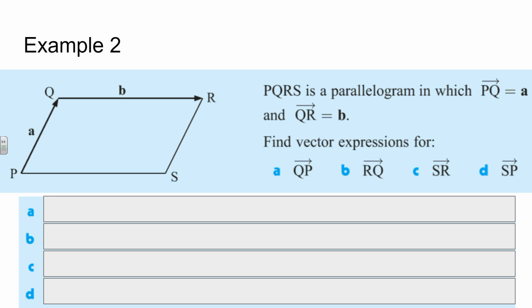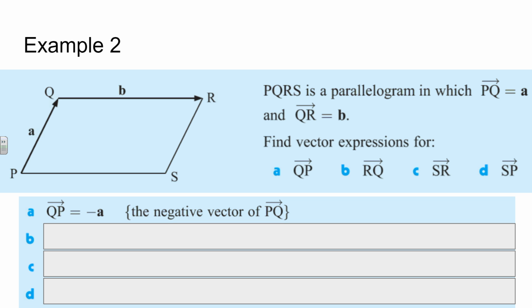So let's take a look at this example here. It says we have this parallelogram PQRS, therefore we know that opposite sides are going to be parallel and congruent. It says that vector PQ is referred to as A, and vector QR is referred to as B. When it says find the vector equation for QP, well, QP is the same as vector A, just going in the opposite direction. So all we have to say is vector QP is negative A.